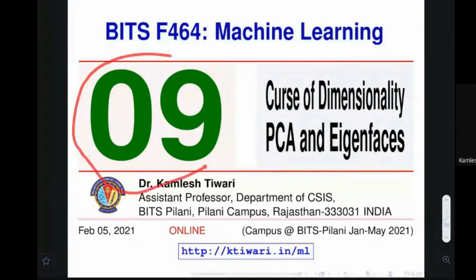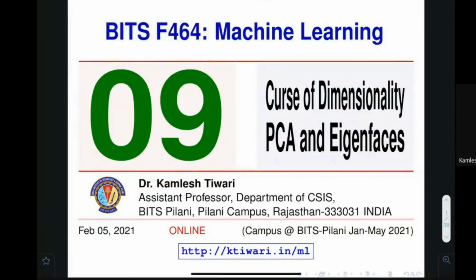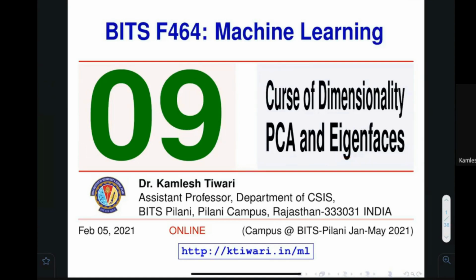Welcome to lecture 9 of the machine learning course. In this session, we are going to talk about two important concepts called the curse of dimensionality and PCA. We would also see a very prominent application of PCA, called Eigenfaces, in this session. So let us start our discussion.